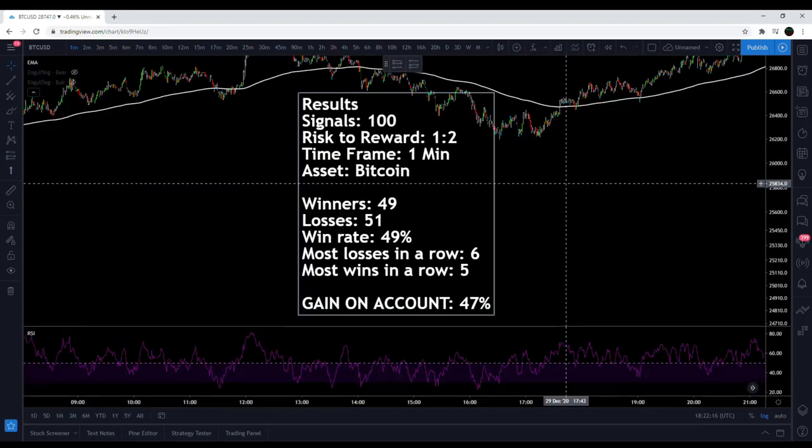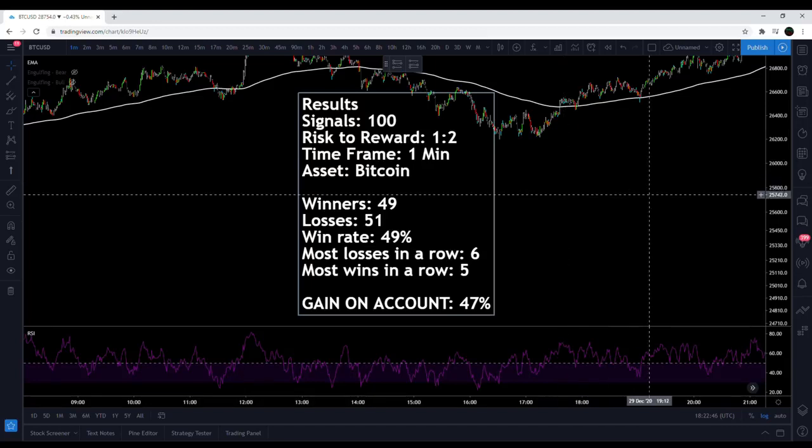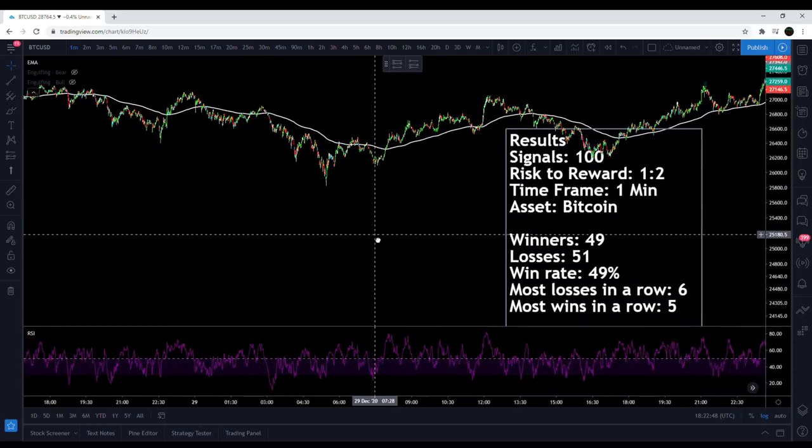The results are in after 100 trade signals backtested using a 1-to-2 risk reward ratio on the 1-minute chart. There were 49 winners, 51 losses, giving it a win rate of 49%. Very good for a 1-to-2 risk reward ratio. The most losses in a row, 6. Most wins in a row, 5. Gain on the account, 47%. And I forgot to count how long it took for the 100 signals, but it was a very, very short period of time, only a couple days.